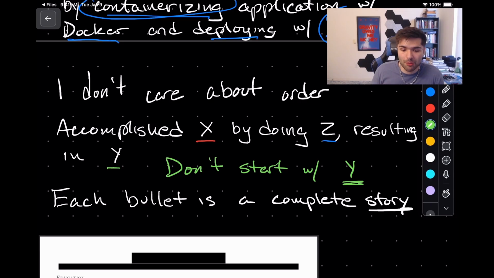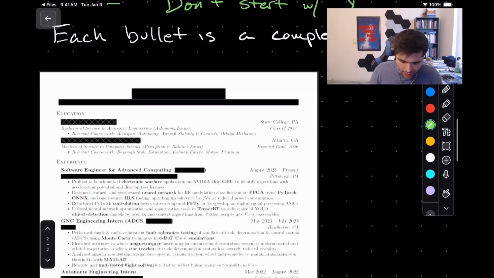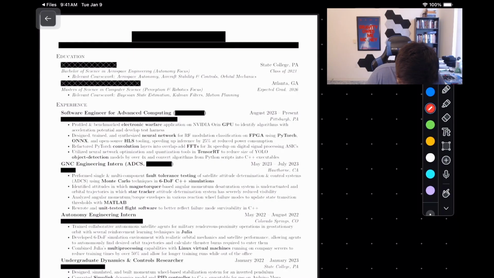So let's talk about my resume really quickly, just highlight a couple of hopefully good examples of bullets, and then we can wrap this up. I would say for me, this is a really great example of an XYZ bullet. "Design, trained, and synthesized neural network for RF modulation classification on FPGA using PyTorch, ONNX, and open source HLS tooling, speeding up inference by 25% at reduced power consumption."